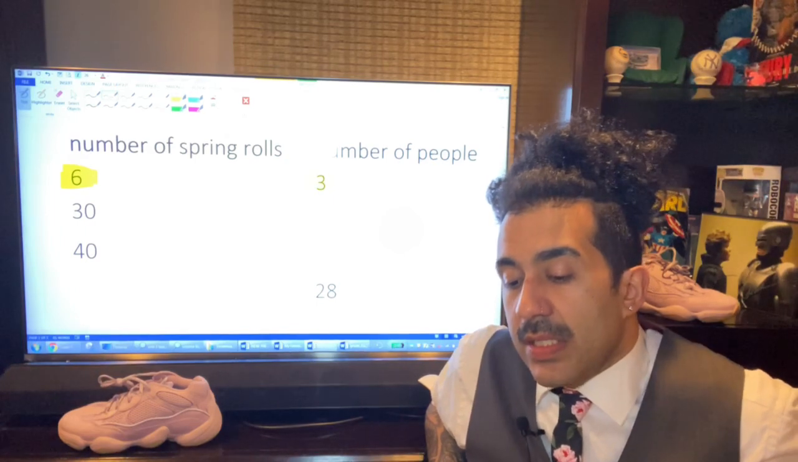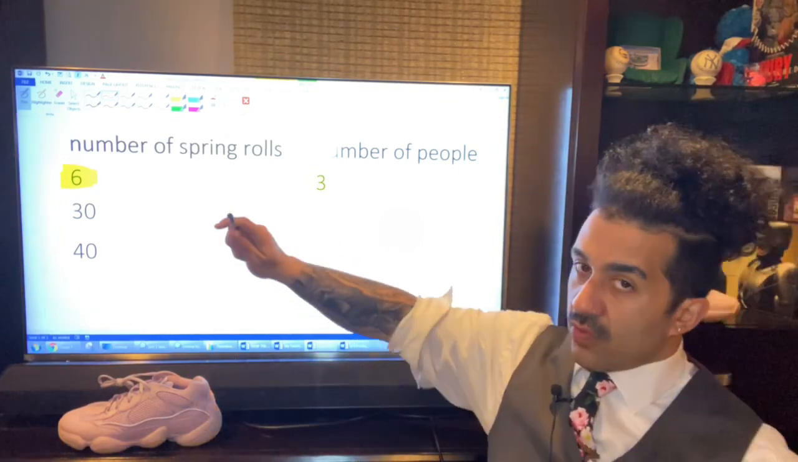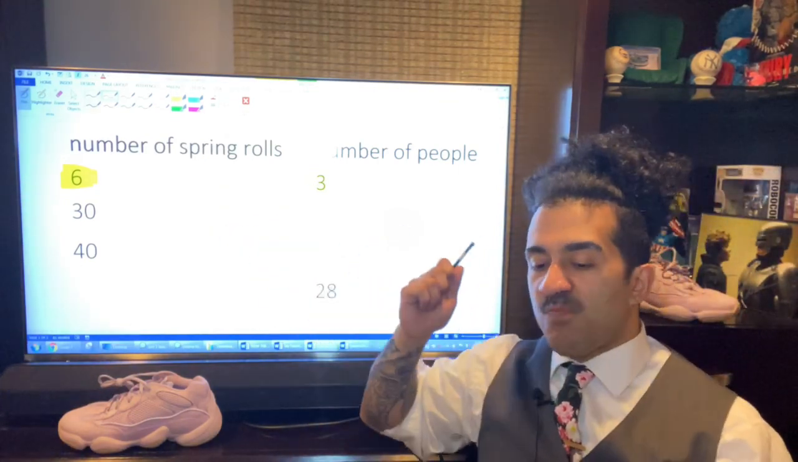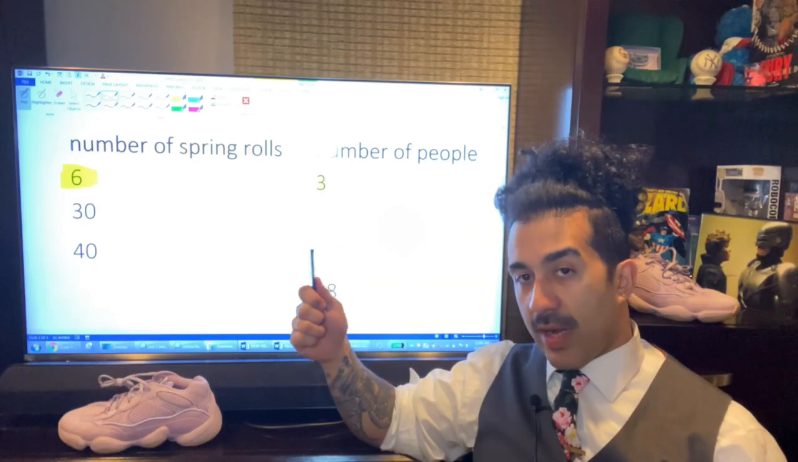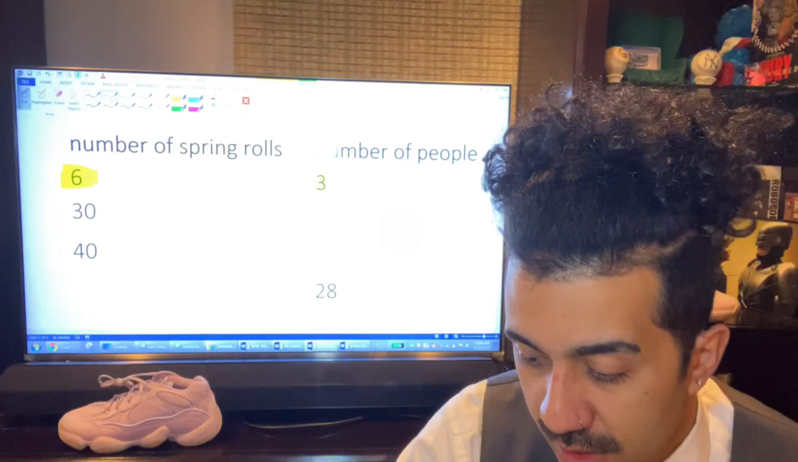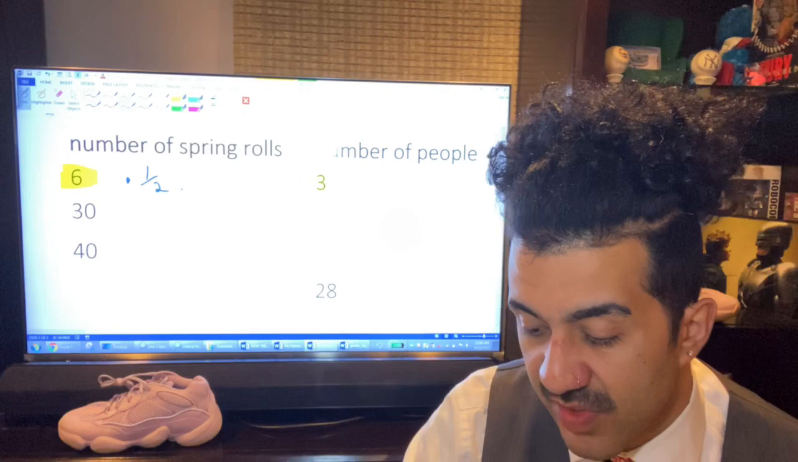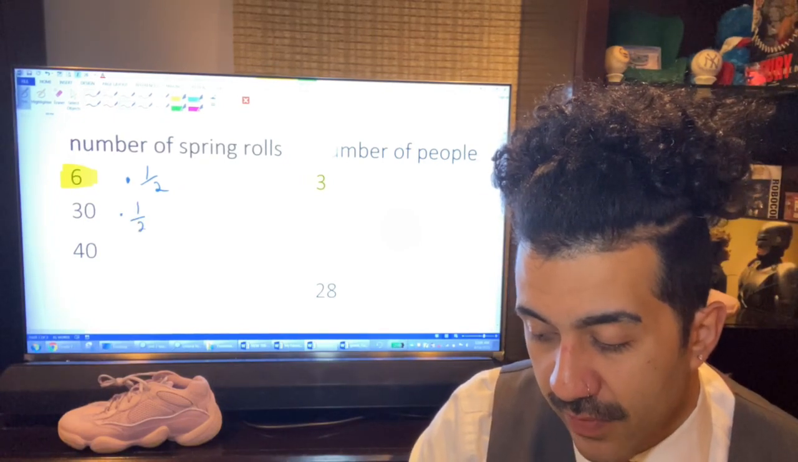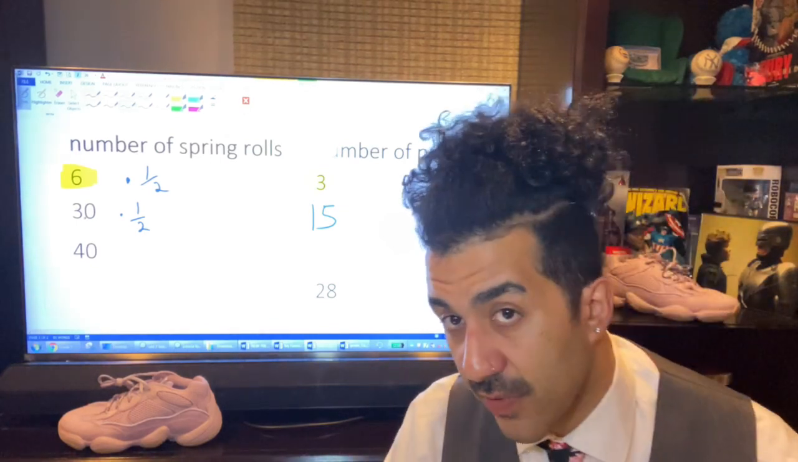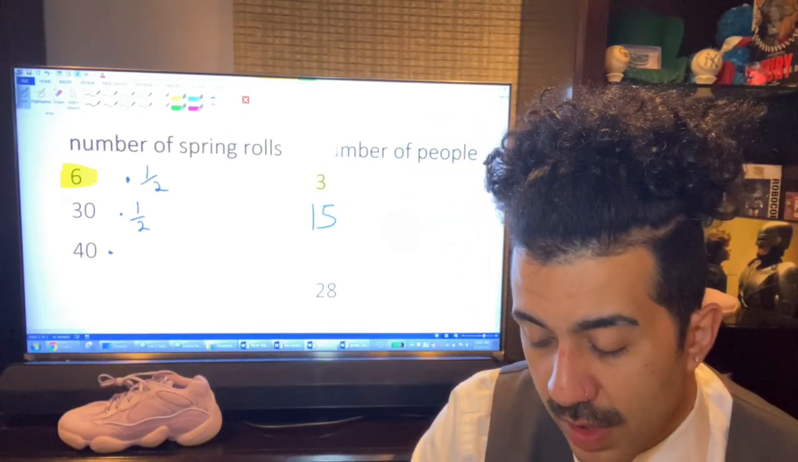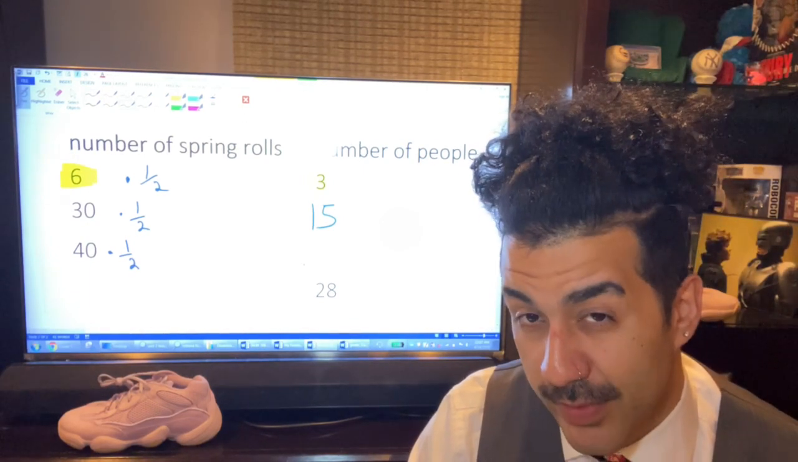So what that means is, if I want to stay consistent with multiplying from the physical left to the physical right, 6 divided by 2 is 3, and 6 times 1/2 is 3. Okay, we want to stay consistent. 30 times 1/2 would tell us 15 people. So 30 spring rolls would feed 15 people. And then 20 times 1/2. Sorry, I gave you the answer there. 40 times 1/2 is 20.